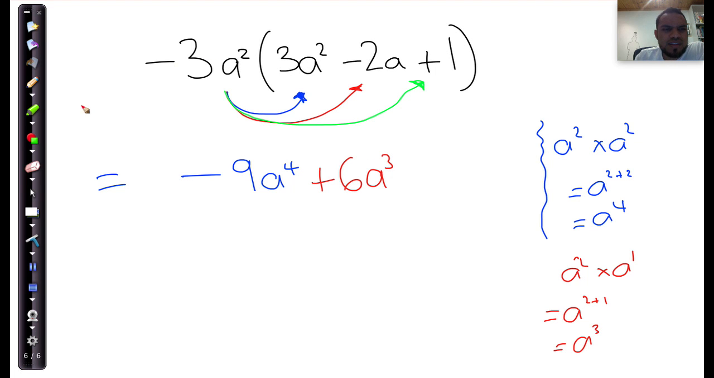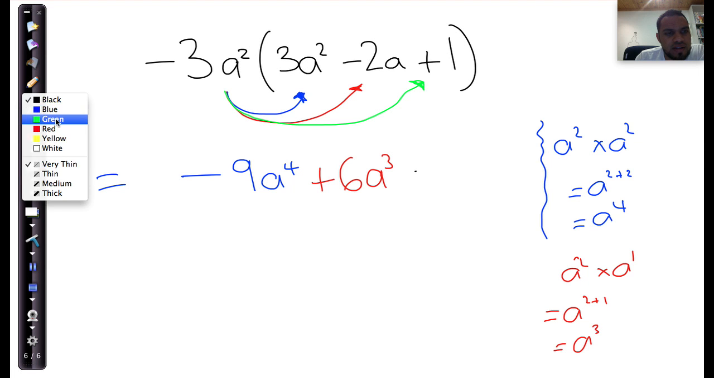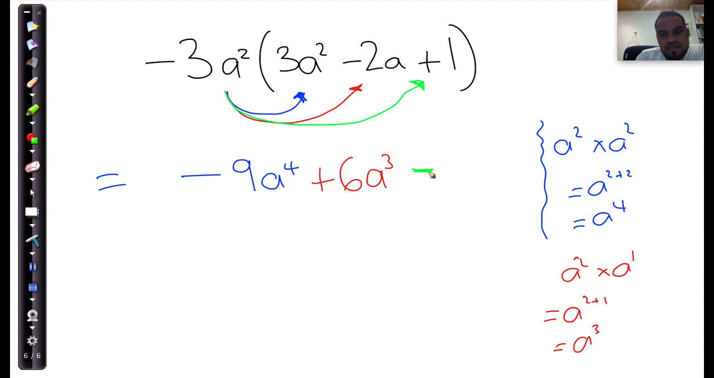Then the last one's actually quite simple, because here we are multiplying. Let's first multiply the signs. Negative times positive is negative, and that one was in green, so let me just stick to the green. Negative times positive is a negative, and 3 multiplied by 1 is just 3, and we're left with a squared. So this one's quite easy, because anything multiplied by 1 remains itself, and therefore when I have negative 3a squared and I multiply that by 1, it's still negative 3a squared.